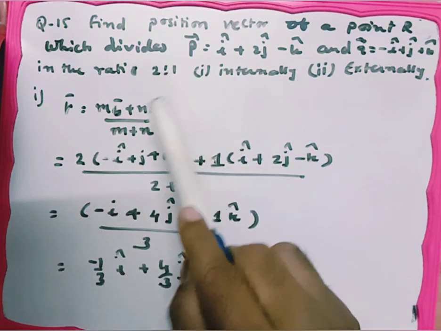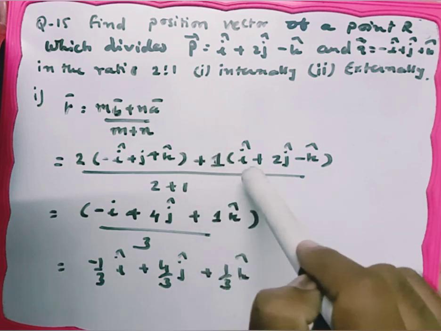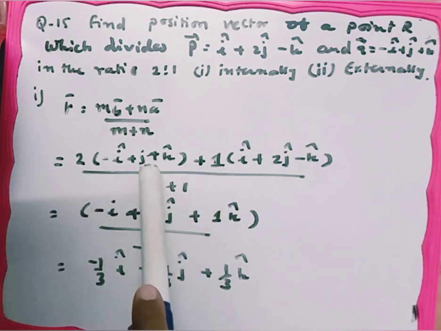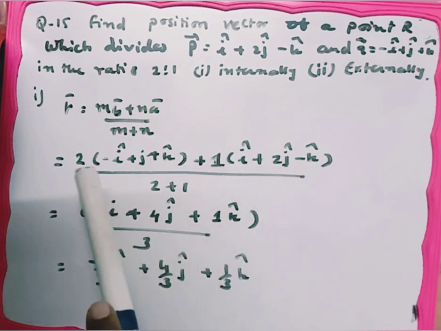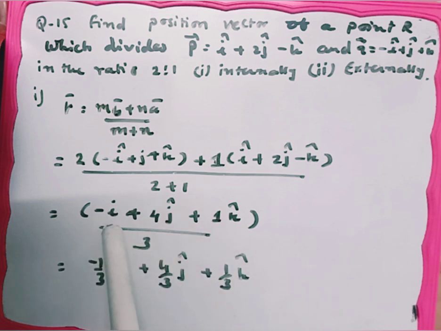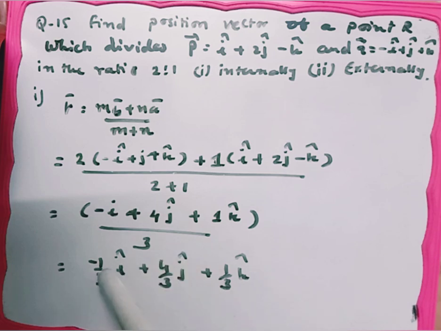m is 2, so 2 into (minus i caret plus j caret plus k caret) plus 1 into (i caret plus 2j caret minus k caret). So minus 1 into minus 2 plus 1 is minus 1, 2 ones are 2 plus 2 for j caret, and 2 ones are 2 minus 1, so 1 k caret. And so minus i caret plus 4 j caret plus 1 k caret by 3, and so finally the required vector is -1 by 3 i caret plus 4 by 3 j caret plus 1 by 3 k caret.